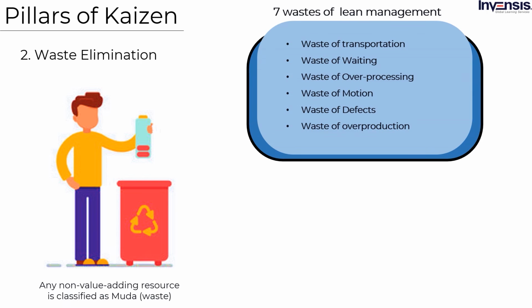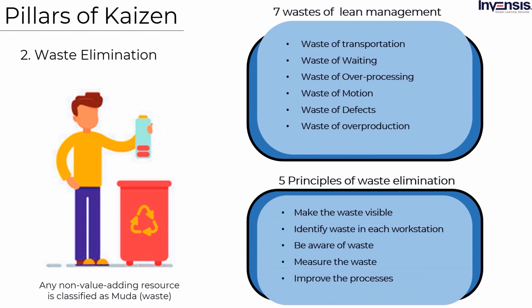So, how to eliminate these wastes? Kaizen has 5 waste elimination principles. Let us now look into that. Kaizen identifies the root cause of the 7 types of waste that were mentioned, and has encountered 5 Kaizen waste elimination principles and improving processes to eradicate them.